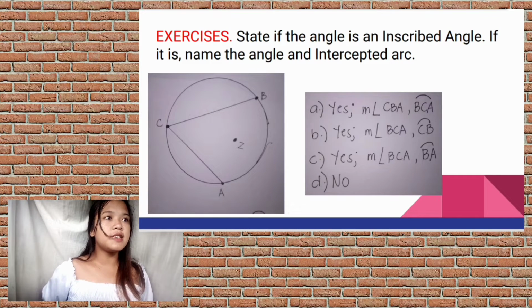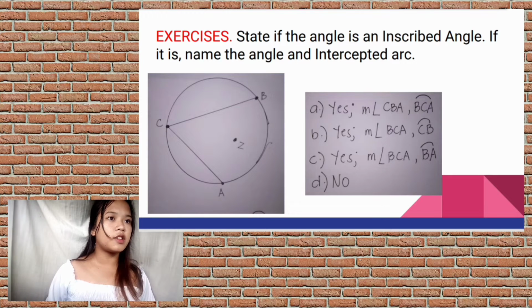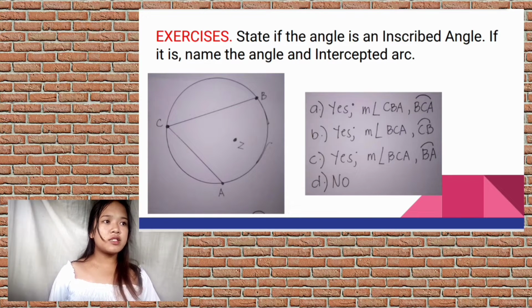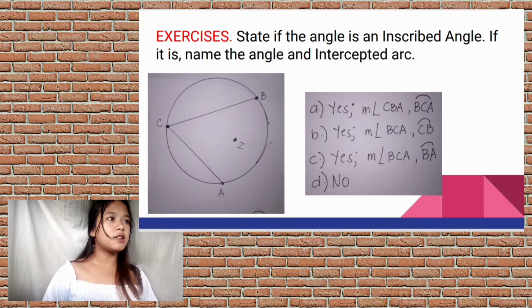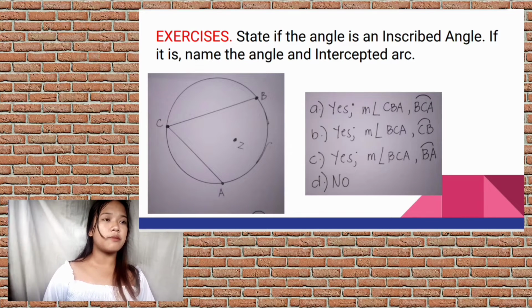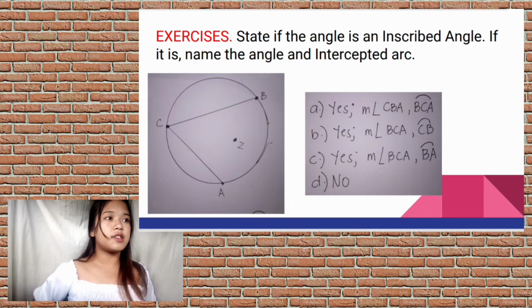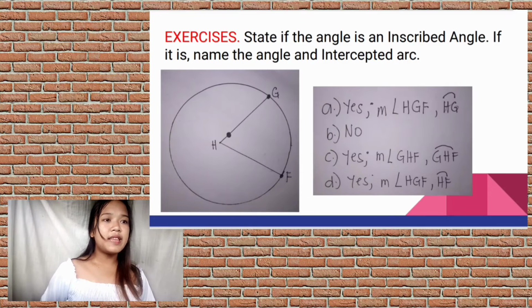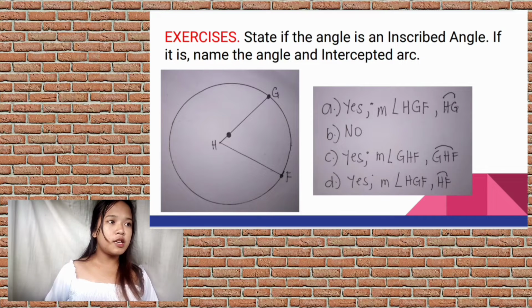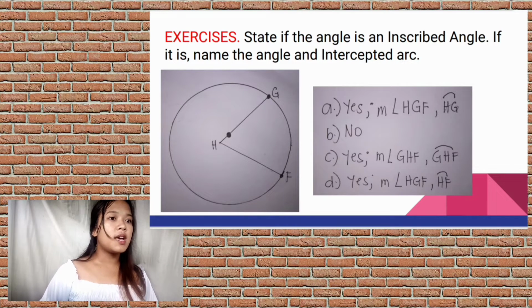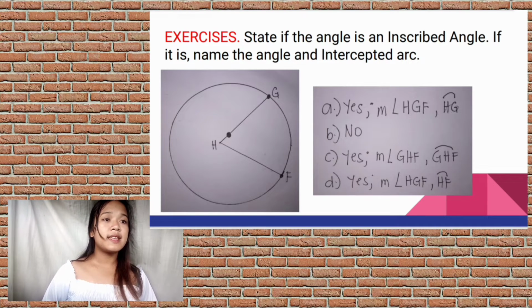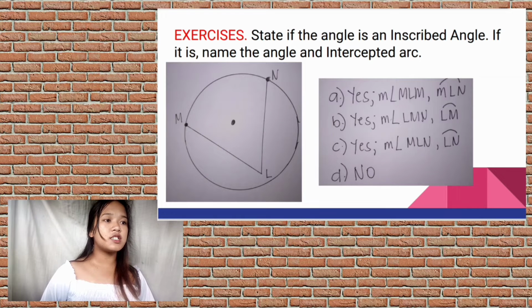So let's have an exercise. State if the angle is an inscribed angle. If it is, name the angle and intercepted arc. If you chose letter C, you're correct because angle BCA is an inscribed angle. The arc BA is the intercepted arc. Next, if your answer is letter B, you're correct because point H is not at the endpoint of the inscribed angle. Then last exercise, if your answer is letter D, you're correct because there is no point at the vertex of the inscribed angle.